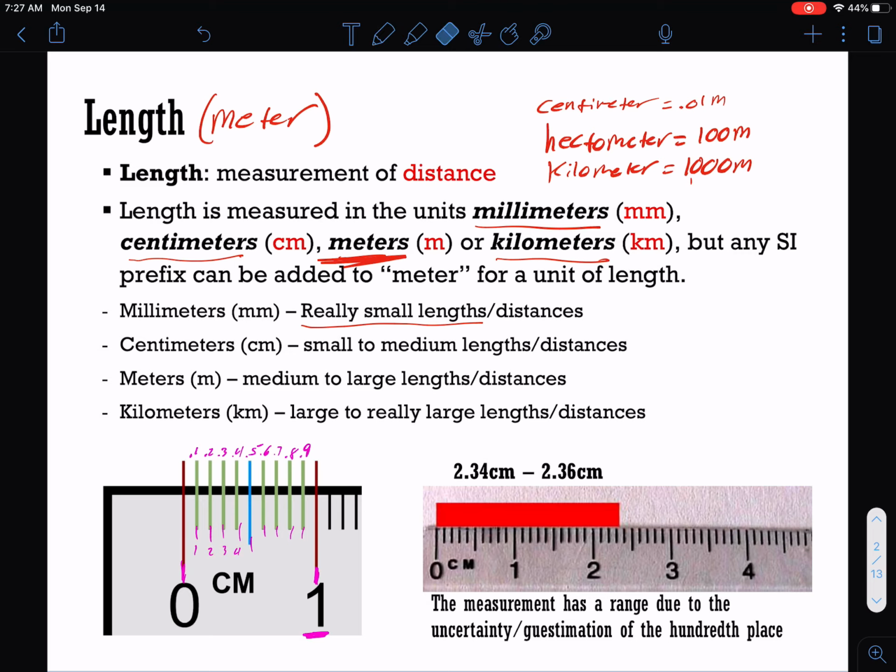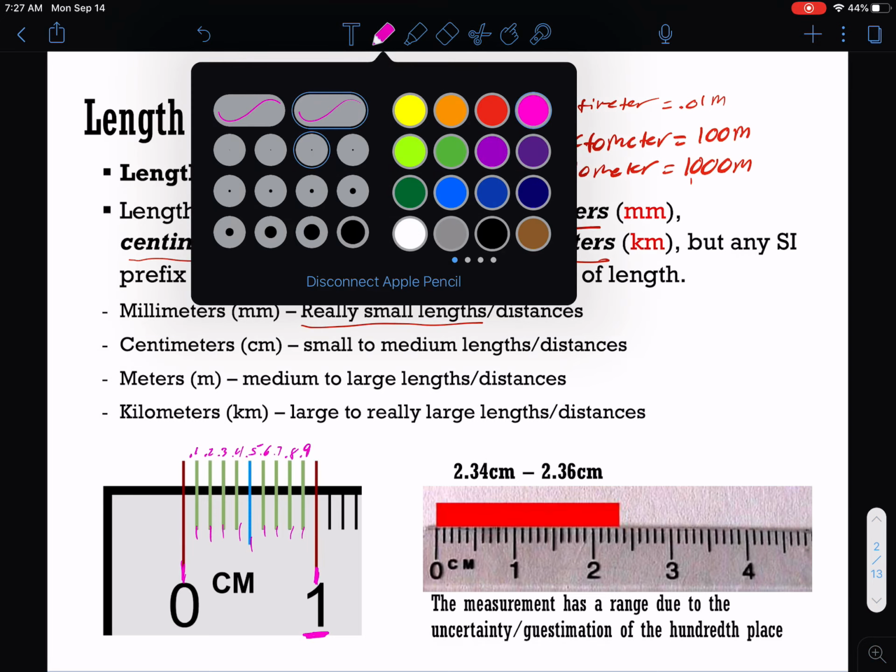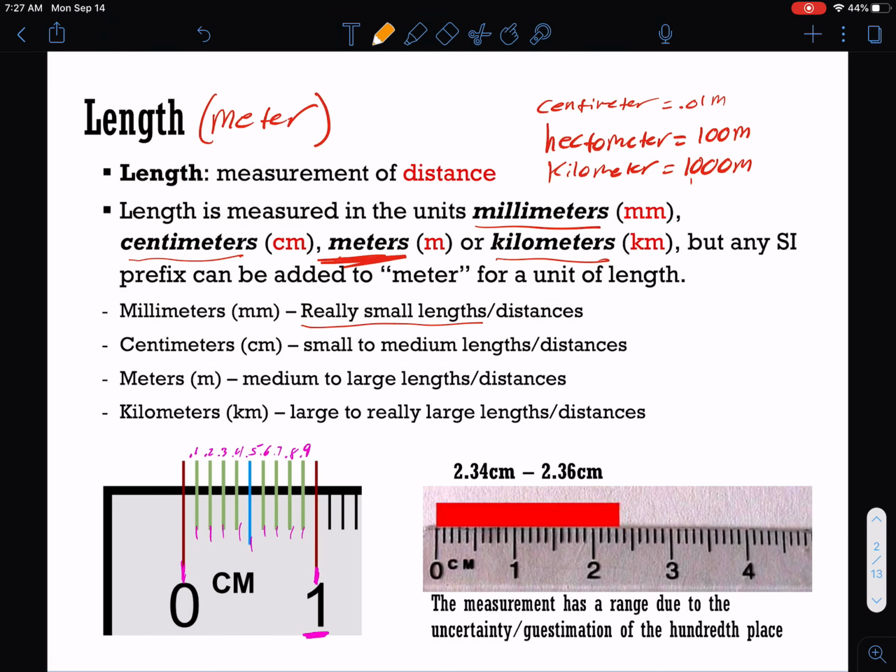So those are your millimeter marks, meaning that could also mean 1 millimeter, 2 millimeter, 3 millimeter, 4. Let's do that in a different color, actually. For millimeters, let's go with orange. So that could be 1 millimeter, 2, 3, 4, 5, 6, 7, 8, 9. So those are your millimeters. And then 1.0 centimeter, or 10 millimeters, would be here at your 1.